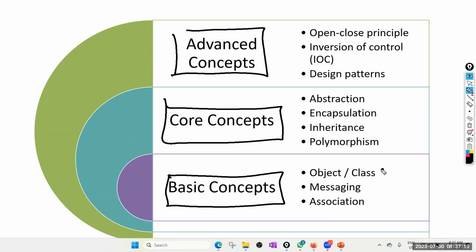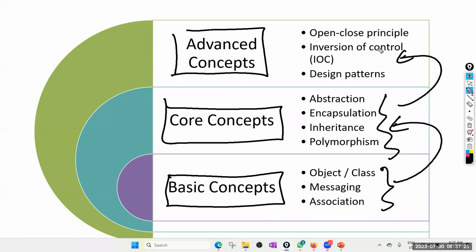Once you are really confident about these things, you go to the next level and start developing your systems. But if you don't know what messaging is, if you don't know the difference between object and class, there is no point trying to understand inheritance. It doesn't work. I told you object-oriented programming is not for kids. This is for professionals.